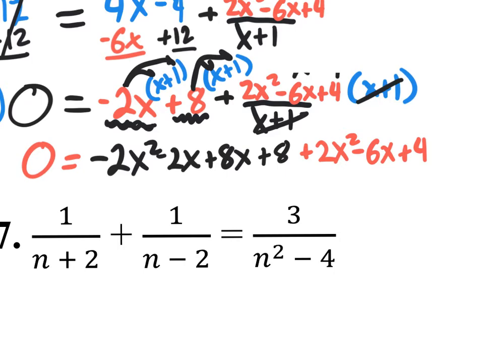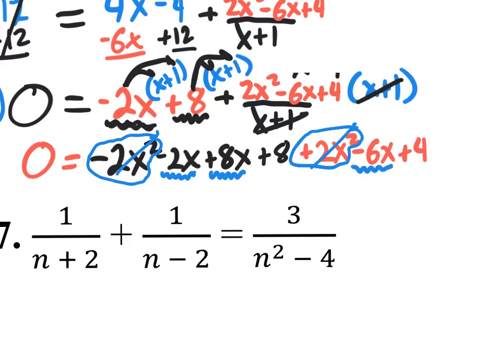So let's begin with the highest exponent term, x squared. We have a negative 2x squared here. We have a positive 2x squared here. They cancel out, they disappear. Now let's combine the x's. We have a negative 2x with a positive 8x, that is 6x, and then 6x take away 6x completely disappears. So all these x's completely disappear. Again, a positive 6x and a negative 6x will cancel out.